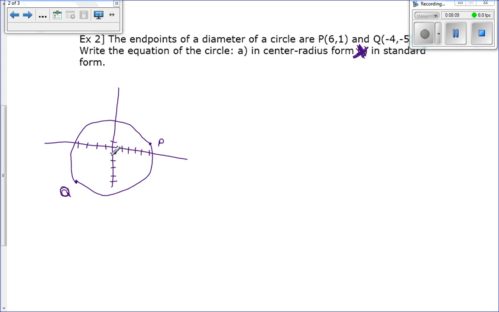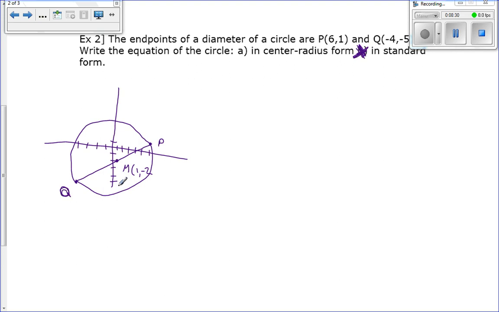On real graph paper, my center would be 1, negative 2. That would be my midpoint. And you could use the midpoint formula if you wanted to, or if you had that drawn. So my midpoint is 1, negative 2.